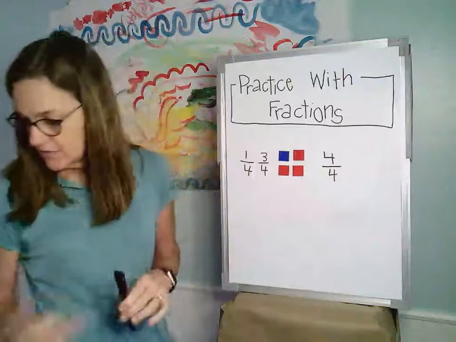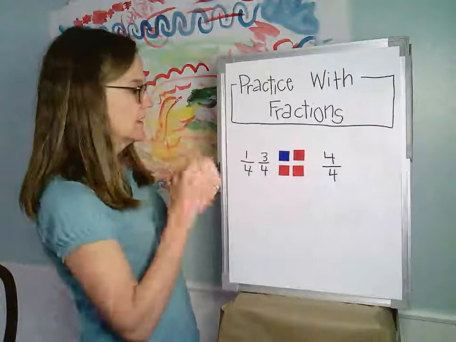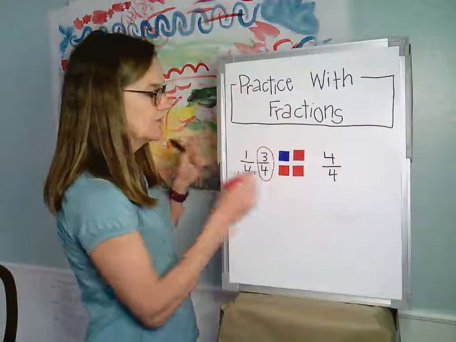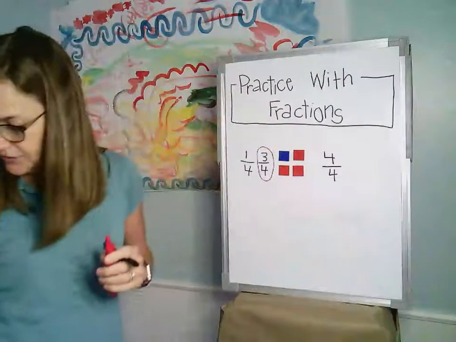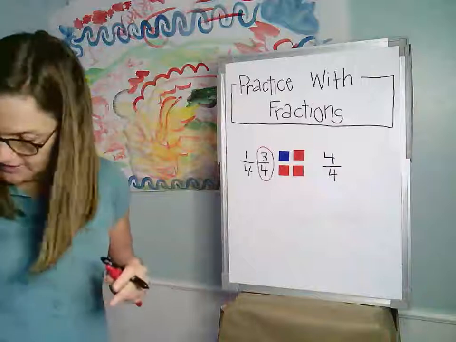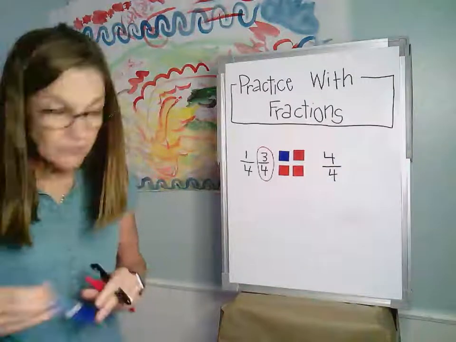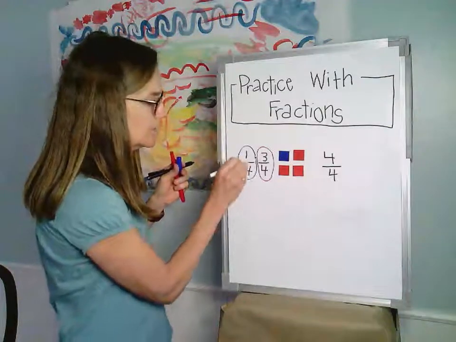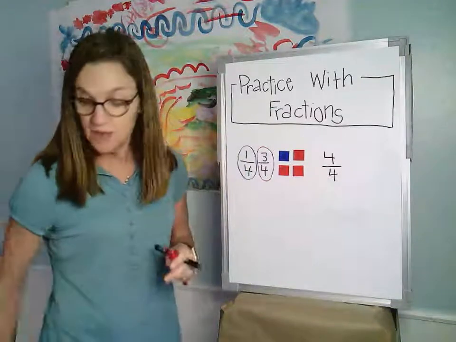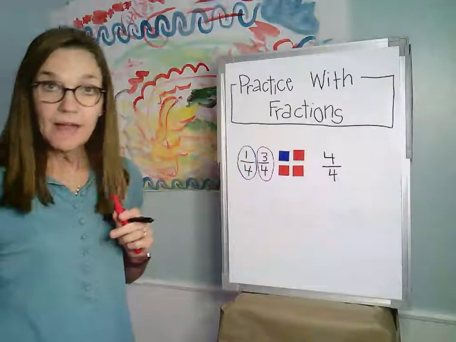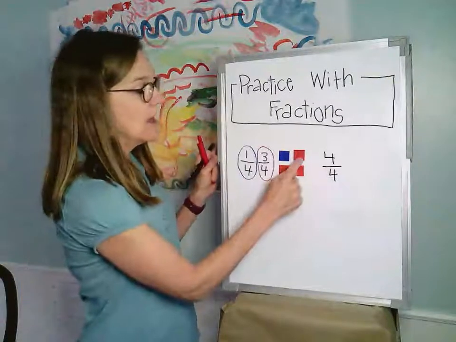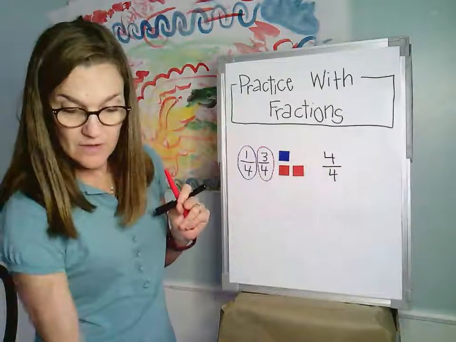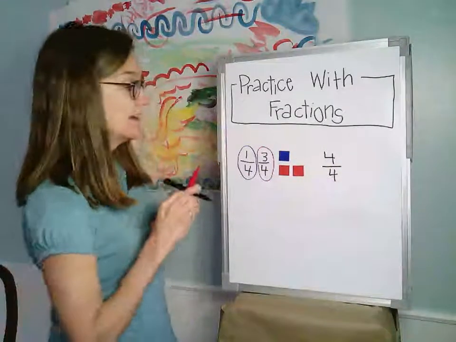Let me see if I have a red. I do. And I'll circle this red since that describes 3/4. And I'll circle this one blue since it describes the blue. Okay. Now I'm going to change it up again and I'm going to swap out another red tile for a yellow tile.